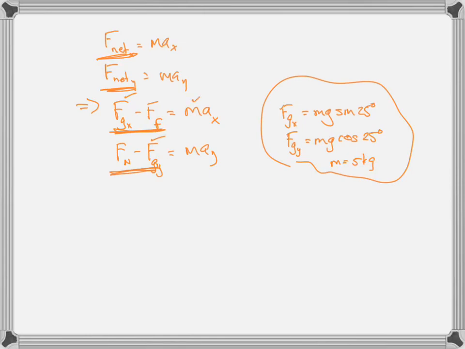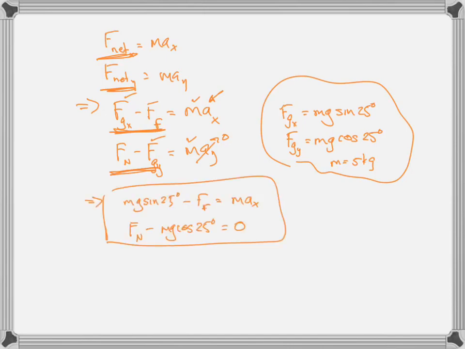Now I look at the right-hand side. I know m, and a sub x is unknown, but a sub y is 0 because I've chosen x as the direction of motion. So a sub y is 0. The book does not pop off the plane.